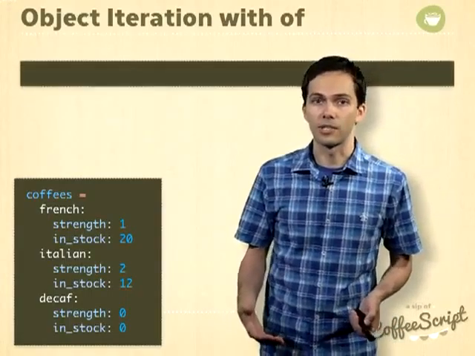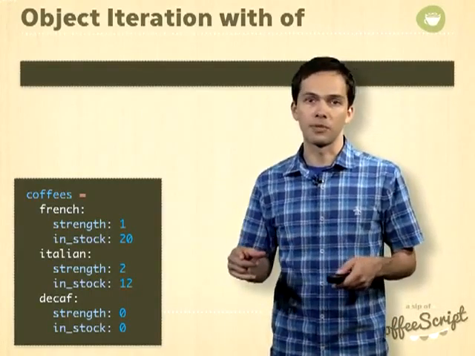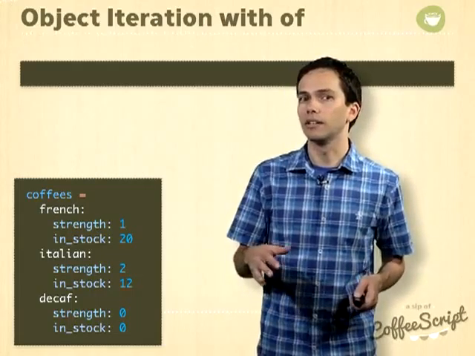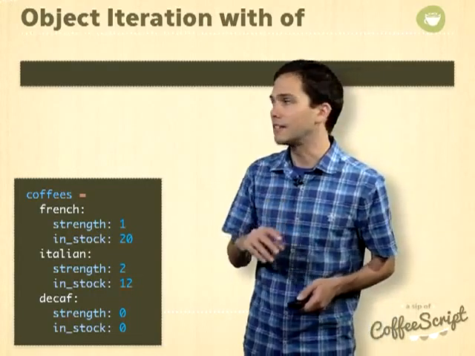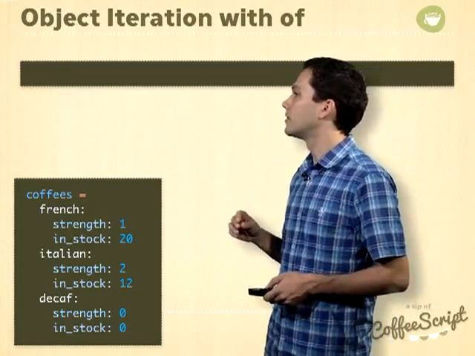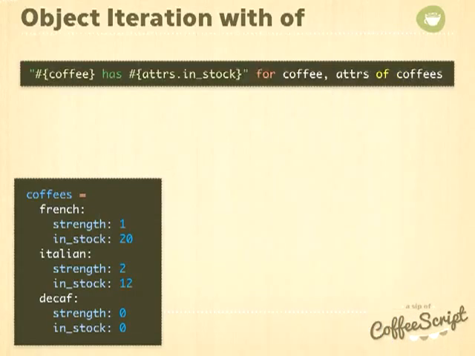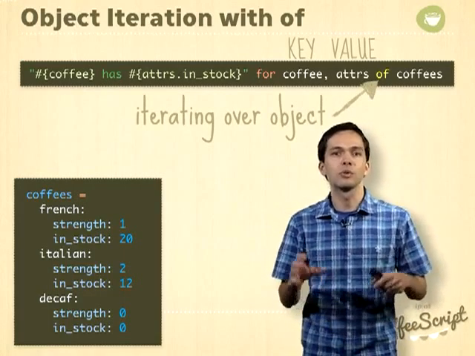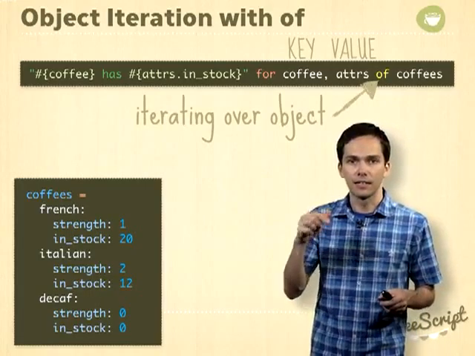Now let's play with that object. What if we wanted to iterate through that object, printing out certain things? Could we use a list comprehension? Well, we can, although it'll look slightly different. So we're going to print out the coffee and then the number we have in stock. We're going to iterate through each of them, storing the key in coffee and the rest of the object in attributes.